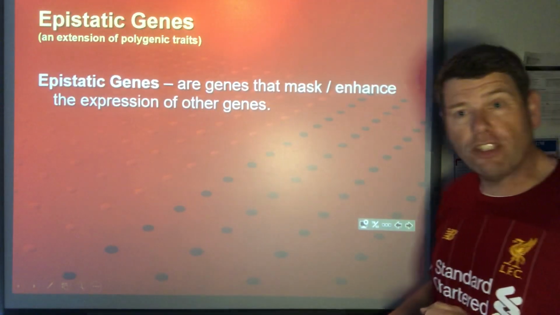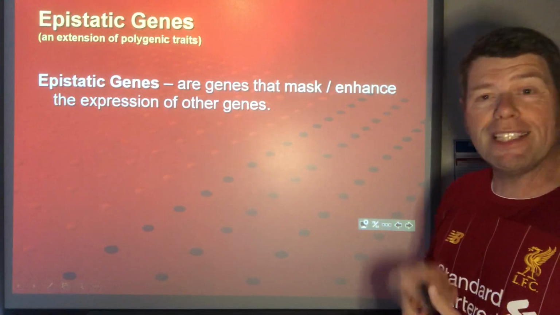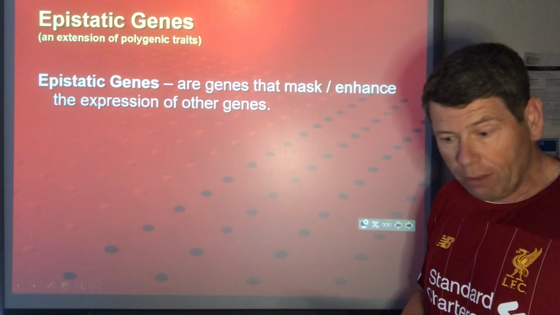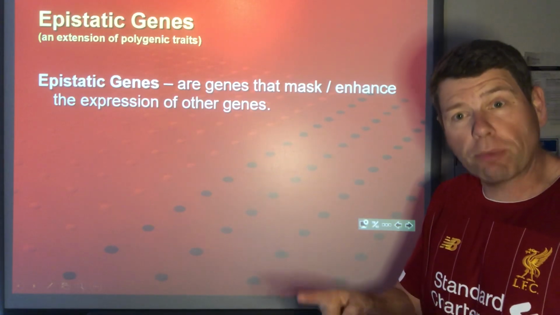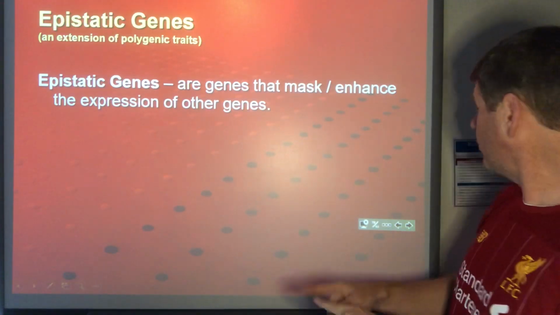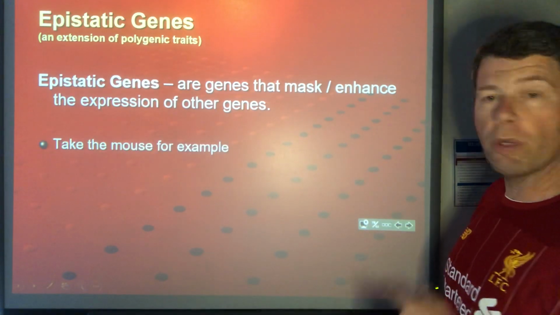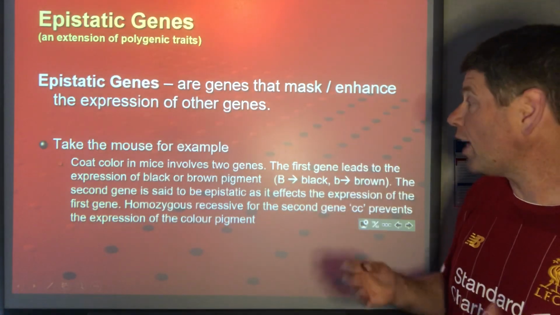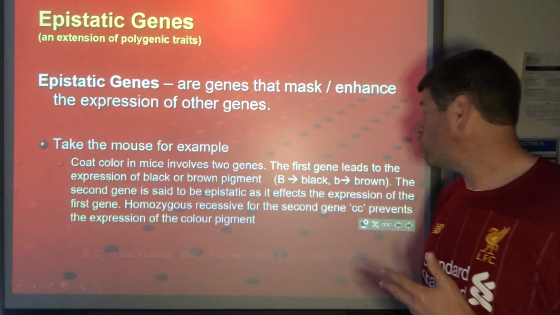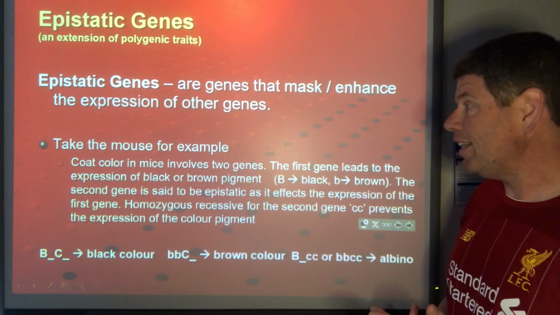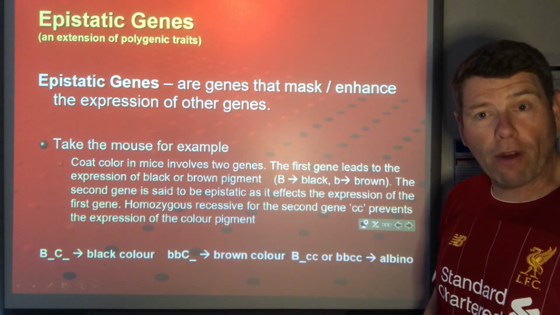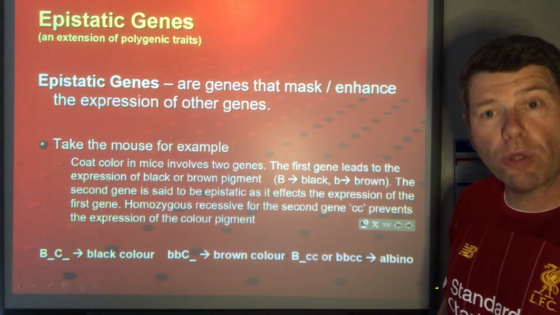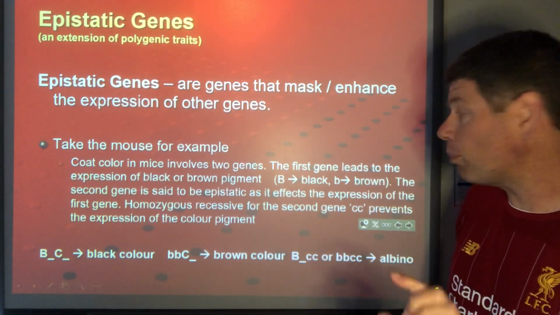Now this does lead to something we call epistatic genetics. This is when one gene can affect the expression of another gene. So we're going to take our common mouse example, and let's look at the coat color for mice. So it involves two genes. The first gene leads to the expression of a black or brown pigment, which we're going to use B, black being dominant, so capital B for black, little b for brown.